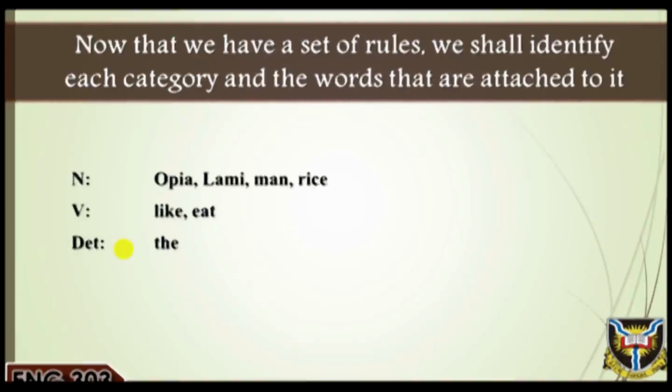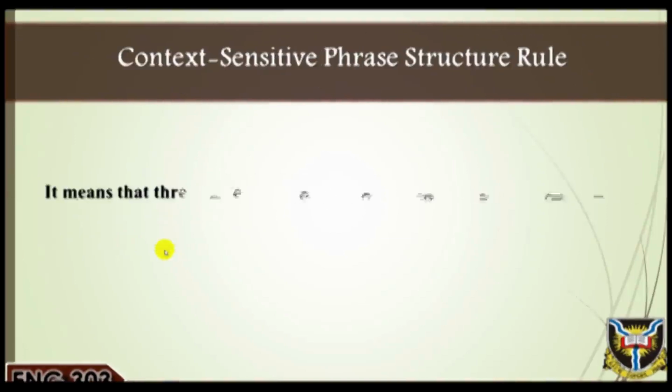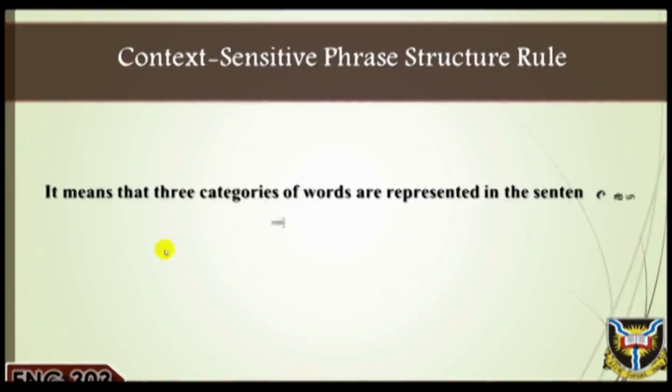Now that we have a set of rules, we shall identify each category and the words that are attached to it. N: Opia, Lami, man, rice. V: loves, hates. It means that three categories of words are represented in the sentences. These are noun, verb, and determiner.